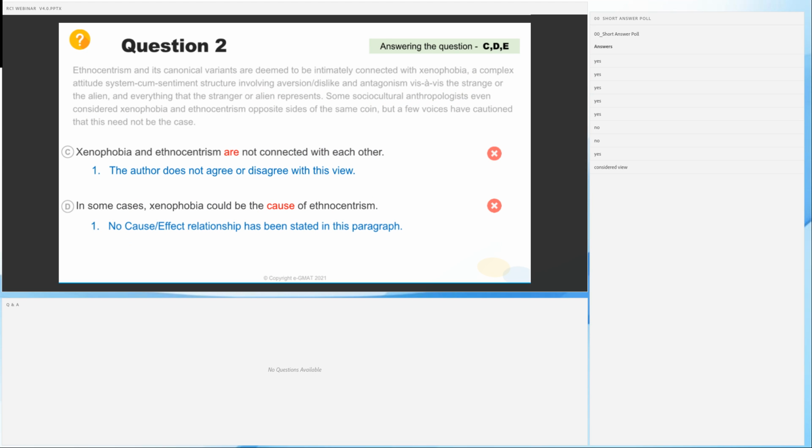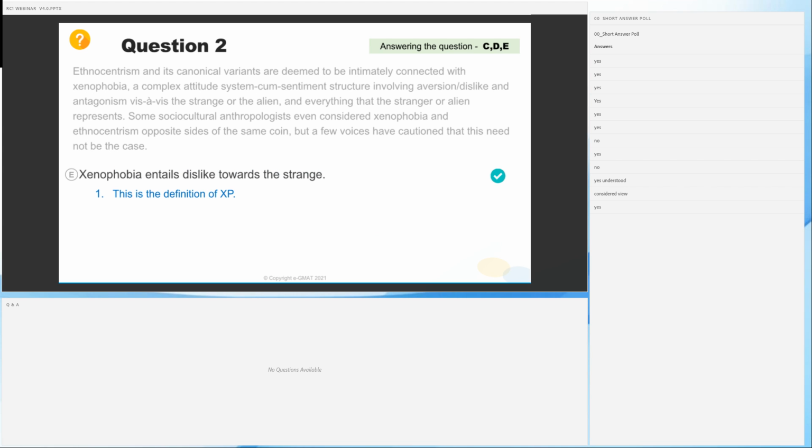Okay. XP and EC are not connected with each other. Again, we can't really say that. That's completely opposite. XP causes EC. Is there a cause and effect relationship stated in the passage? No, we can't really say that XP causes EC. Which brings us to the correct answer. XP entails dislike towards the strange. This is something which the author presents from here to here. Okay, this is something that you can infer from it. And this is the correct answer.